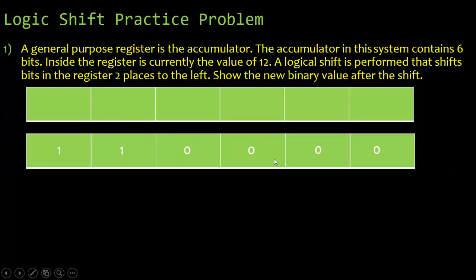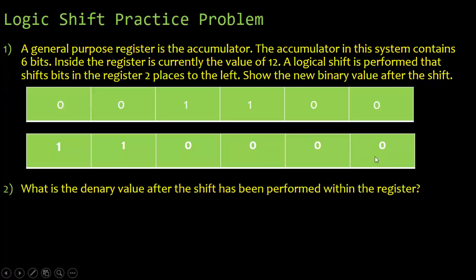The zeros here at the beginning do not shift over to here. It's just a coincidence that both of these are zeros and both of these are zeros. When you're doing a logical shift, everything that gets pushed off does not go anywhere, it just disappears, and then we replace the open position with zeros.